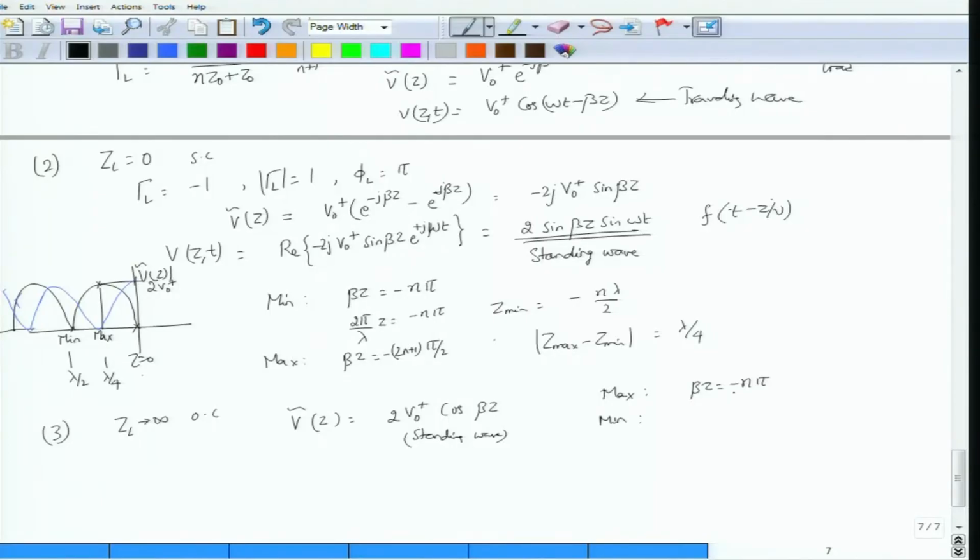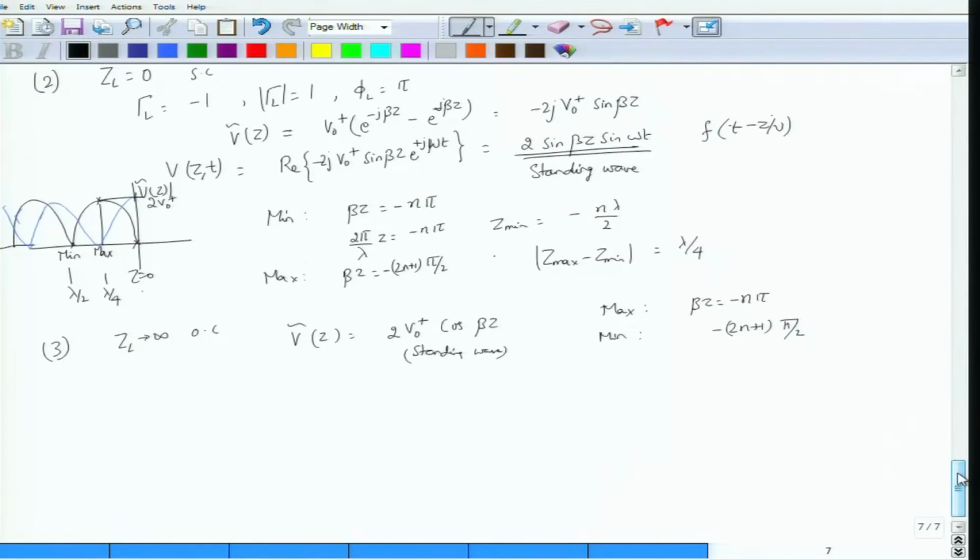Minima on the other hand are located whenever this cos beta z goes to 0, which means there has to be pi by 2, 3 pi by 2 and so on. So, this would be minus (2n plus 1) pi by 2. Again the distance between maxima and minima will be equal to lambda by 4. So, these are the standing waves that you would see on a transmission line.